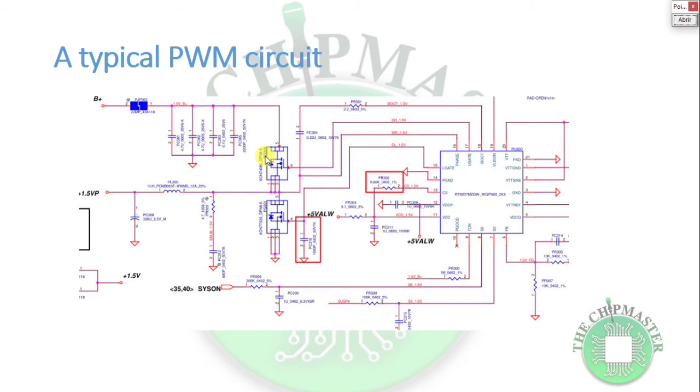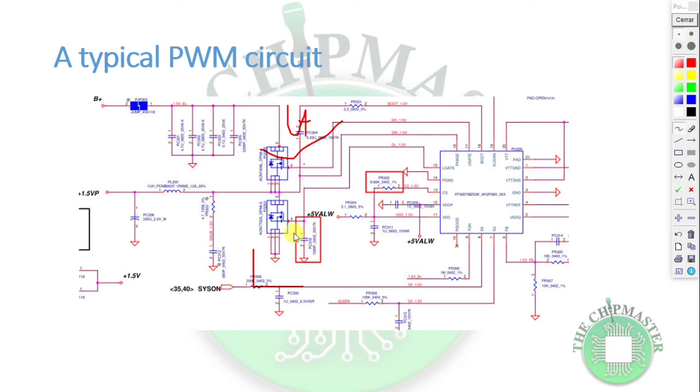This is a notebook power supply, right? And that's paid. Alright, so this is a demo video. As you can see, we have an upper MOSFET and a lower MOSFET, upper and lower. This is a PWM control chip, and this is a coil, and we have here a filter capacitor. That's it. Those are all the components that make up a typical PWM circuit.